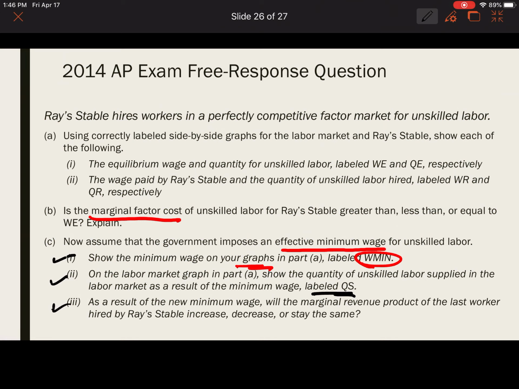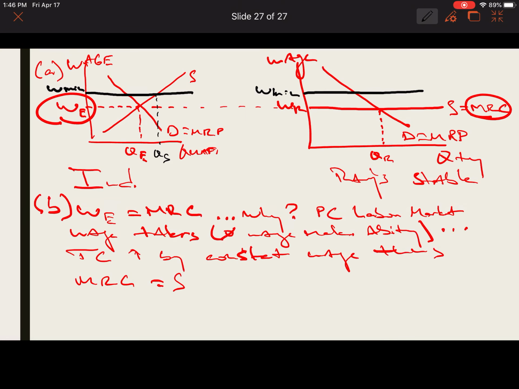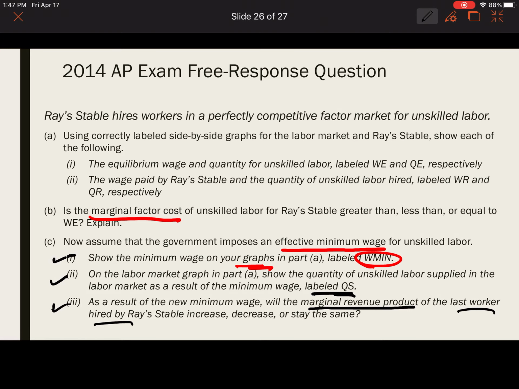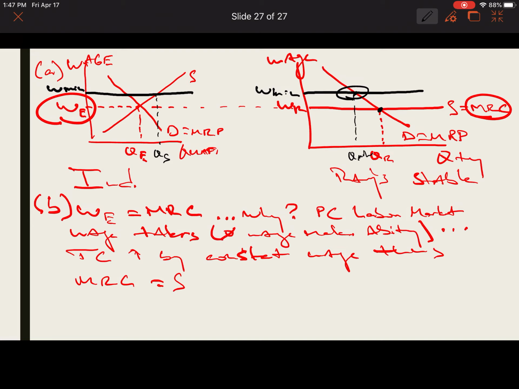Part 3 here is looking at, as a result of the new minimum wage, will the MRP, marginal revenue product, of the last worker hired by a firm increase, decrease, or stay the same? When it says the last worker hired, we're really talking about where that last person is. The MRP was down here, where I just circled that little dot, at the original quantity and the original wage. But now with this minimum wage, the MRP is actually higher, and this is going to be a new quantity. So look at where the MRP is. It's just asking you to say, does it increase, decrease, or stay the same?